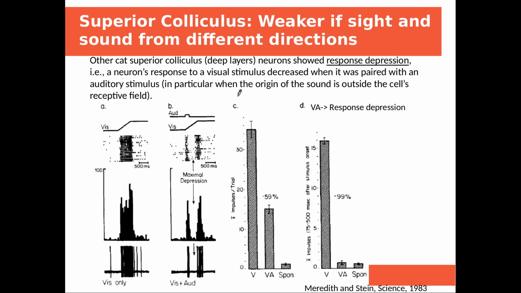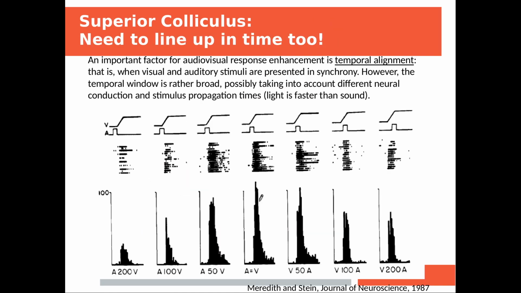One thing that's important for this effect, both the reduction and enhancement, is that for integration of different modalities to happen well, you have to have them basically happening at the same time. It's called temporal alignment, right? So basically, here's an experiment where they move the timing of the sound from being before the vision to being sort of a little bit after the vision, right?